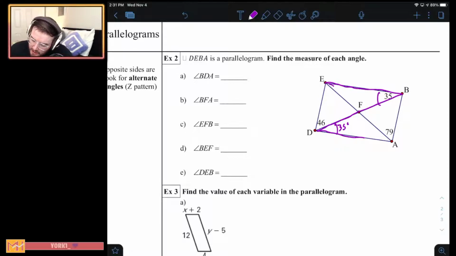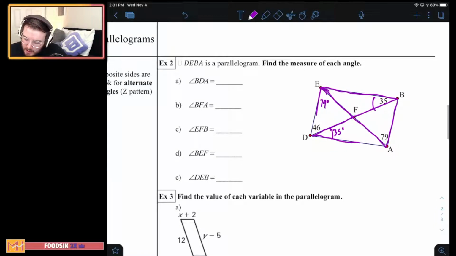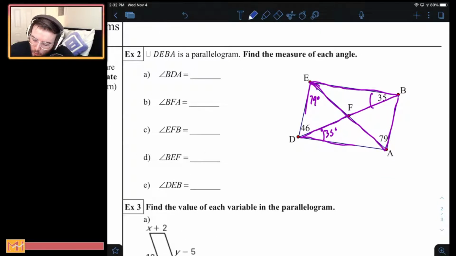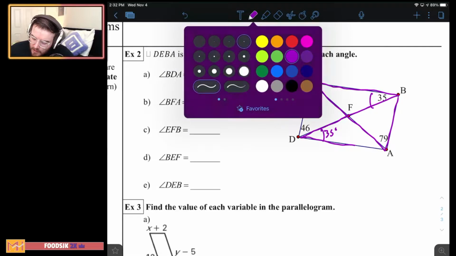And if this is 79 right there, well, then this one up here must be 79 degrees. If you tilt this, if you look at it at an angle, that is another set of, okay, we got our parallel sides, and these are on alternate sides of the transversal and in between the lines. So alternate interior. So that's 79.